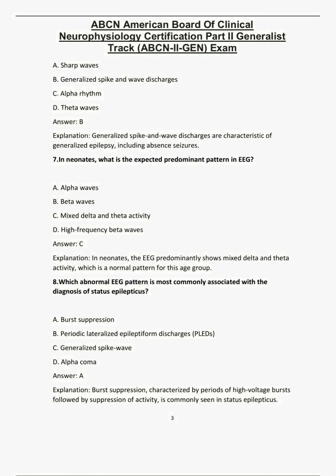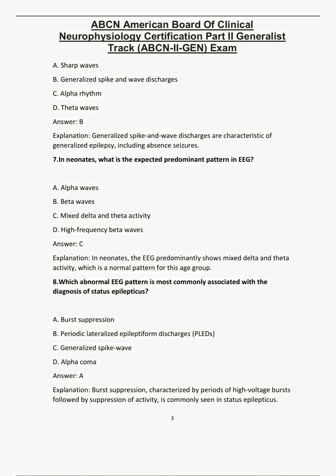ABCN2Gen Exam 3. A. Sharp waves. B. Generalized spike and wave discharges. C. Alpha rhythm. D. Theta waves. Answer B. Explanation: generalized spike and wave discharges are characteristic of generalized epilepsy, including absence seizures.